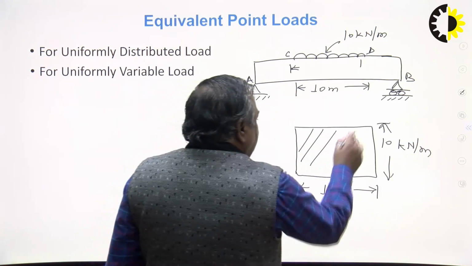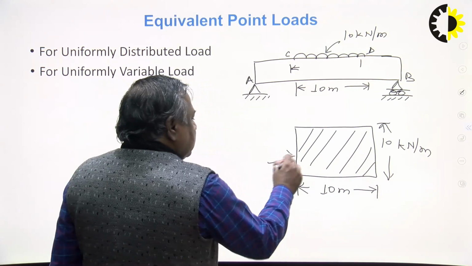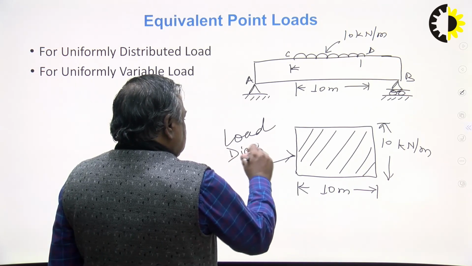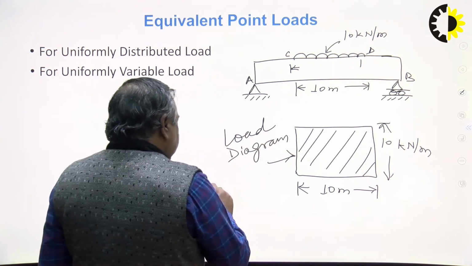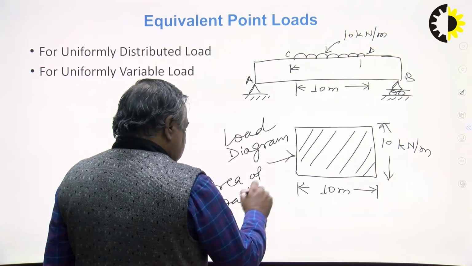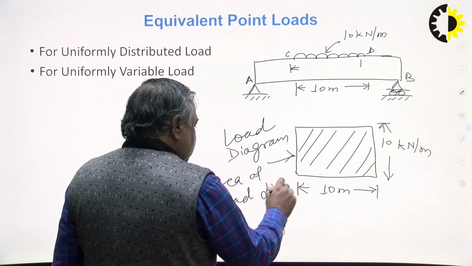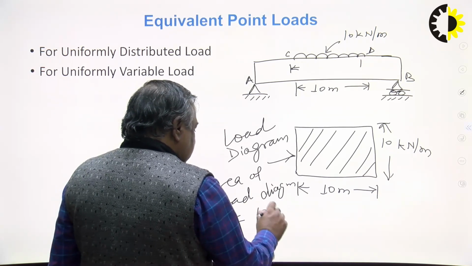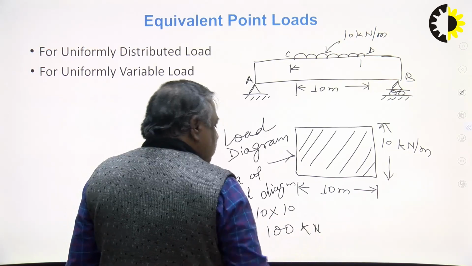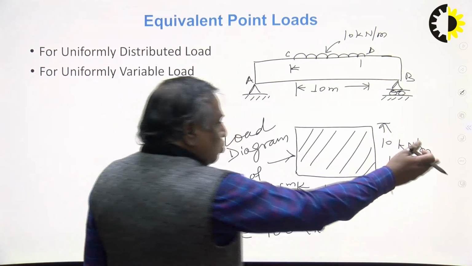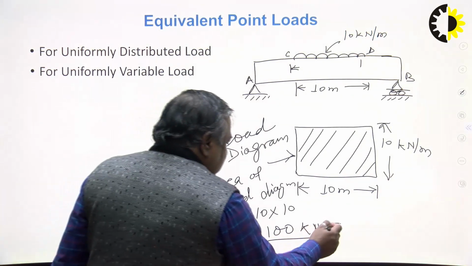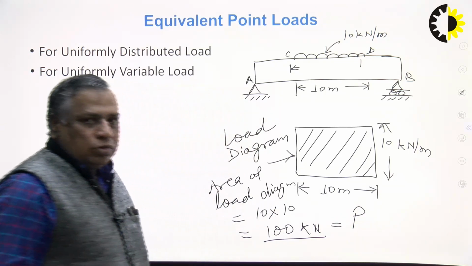Now get this area. What is this? I say this is a load diagram. Now the area of this load diagram is equal to 10 multiplied by 10, which is equal to 100 kilonewton. This is 10 kilonewton per meter into 10 meter. Meter cancels out, remains 100 kilonewton. So this is the magnitude of the equivalent point load.